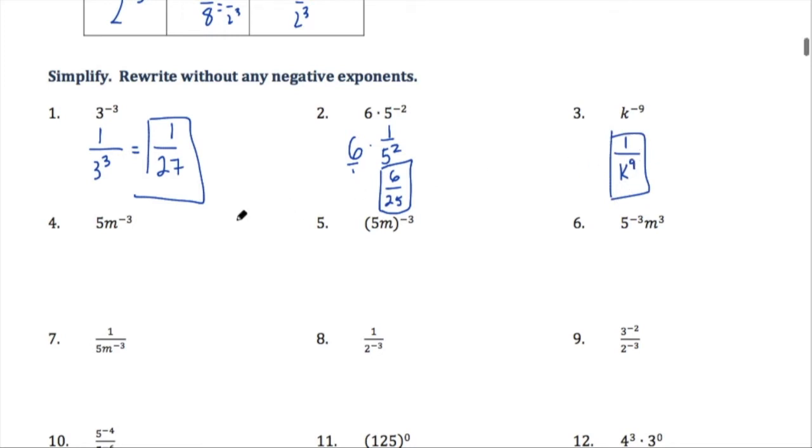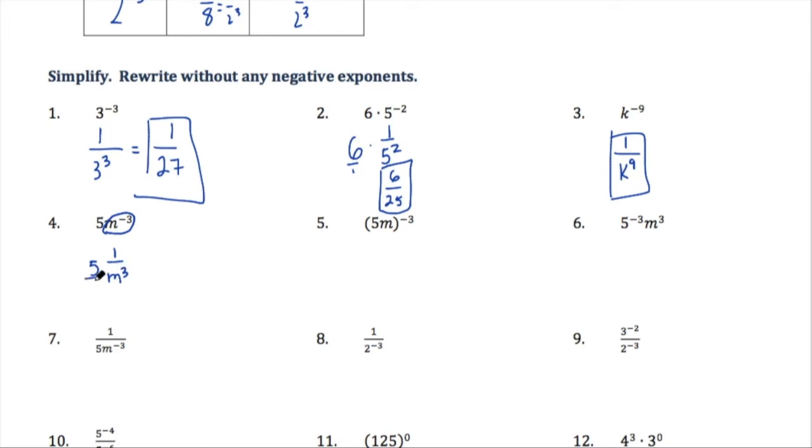A problem like number 4 will throw people off because we see 5m to the negative 3rd. You have to remember this negative 3 is only connected to the m. The 5 is not getting raised to that power. Order of operations says we would do this exponent first, then multiply by 5. So the 5 stays by itself, and we would make this 1 over m to the 3rd. Now, we're going to clean this up a little bit.